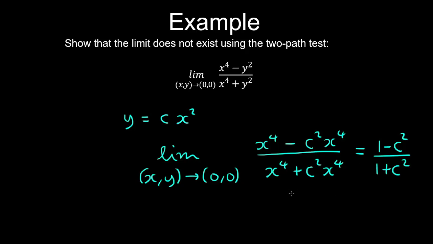So for the parabola c equals 0, the limit evaluates to 1. And for the parabola c is equal to 1, the limit evaluates to 0. So therefore, as the point xy approaches the point 0, 0 along different parabolic paths given by c, we get two different limits, and therefore the limit does not exist by the two-path test.